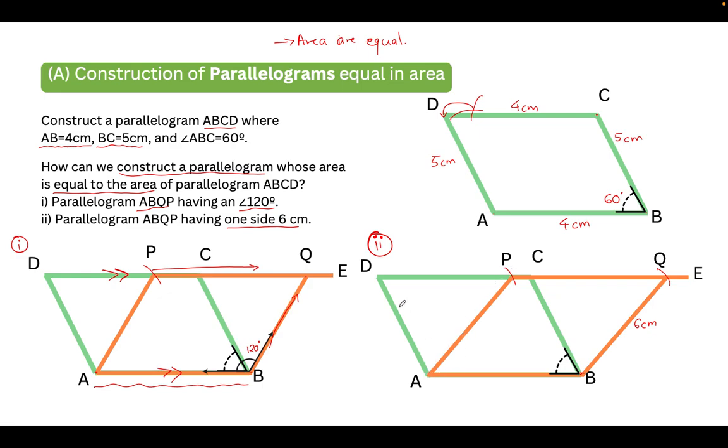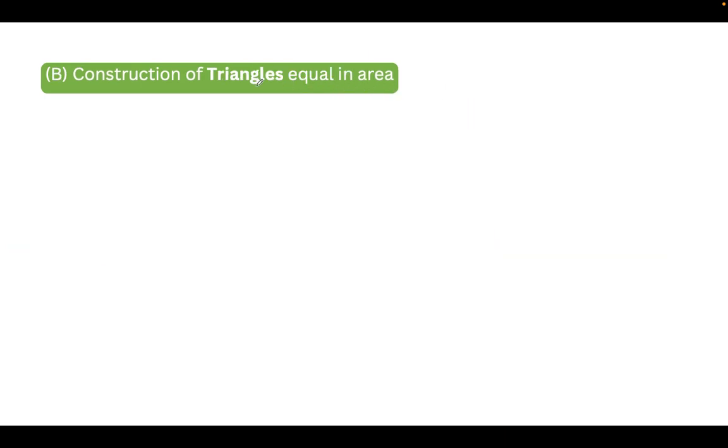So here the area of ABCD and ABQP is equal. Why? Because they are standing on the same base AB and between parallel lines AB and DE. So this is about the two conditions of construction of a parallelogram. Okay, now let's move on. We will move on to the second situation where we will construct triangles which are equal in area.